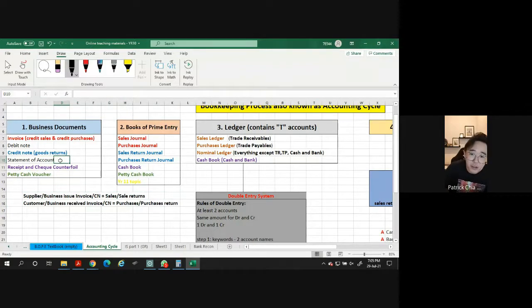Why? We need to record? Statement, no need to record. It's just a summary to show us because they have already been recorded. The invoice is recorded now. Credit note is recorded now. The receipt is also recorded now. It's just that we come up with a statement to show what happened.